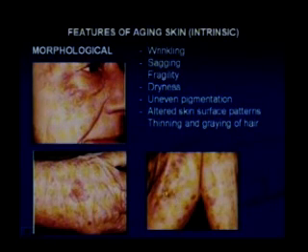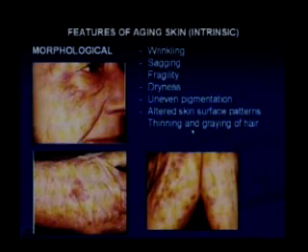Another component of the aging of the skin is an altered skin surface pattern. Normal skin has very fine crisscross lines over the skin. In the elderly person, the skin surface pattern is altered and disturbed, the result of an underlying pathological process due to epidermal as well as dermal changes. There is thinning and graying of the hair, which is universal in the elderly. So these are the morphological changes in the elderly patient.